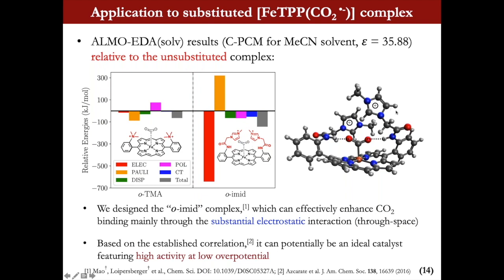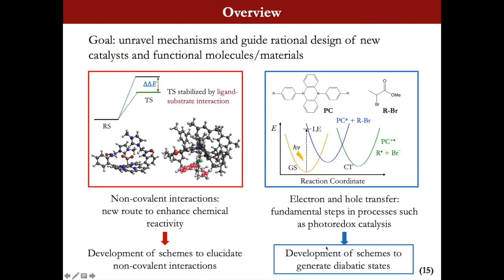And because this second coordination sphere ligands are quite bulky, they can effectively squeeze out the solvent and achieve very large stabilization from electrostatic interaction. And based on the established correlation, this complex can potentially be a very ideal catalyst for CO2 reduction because it achieves the largest stabilization by far.